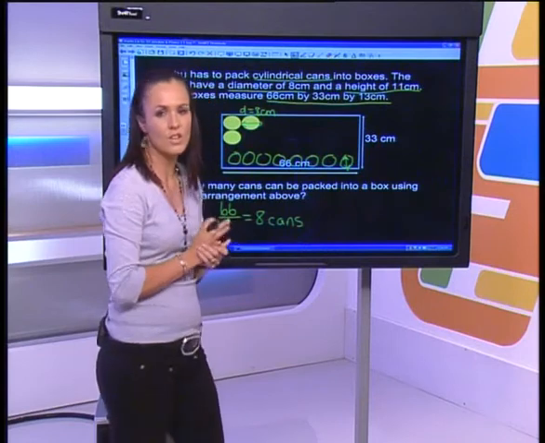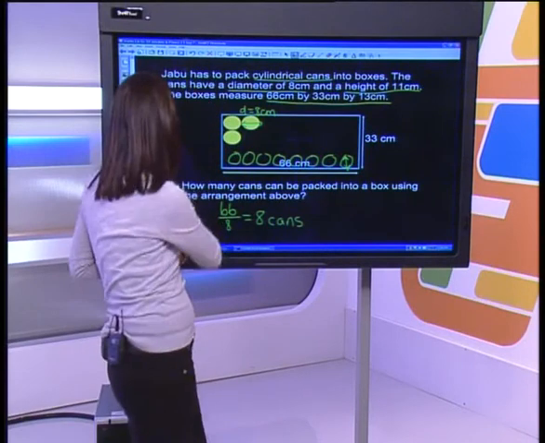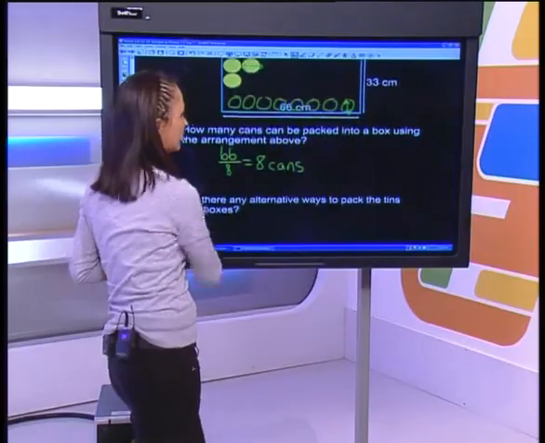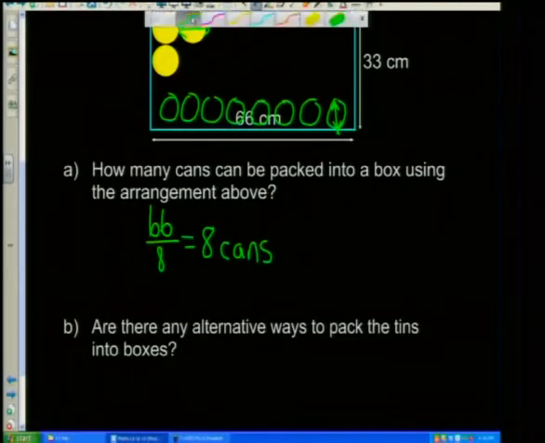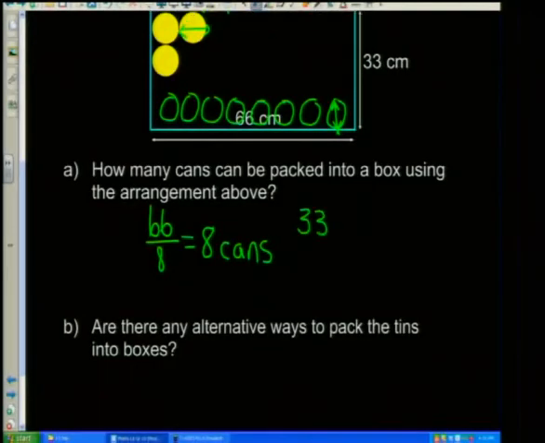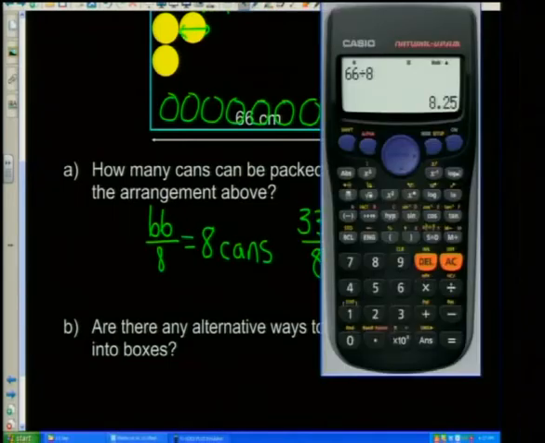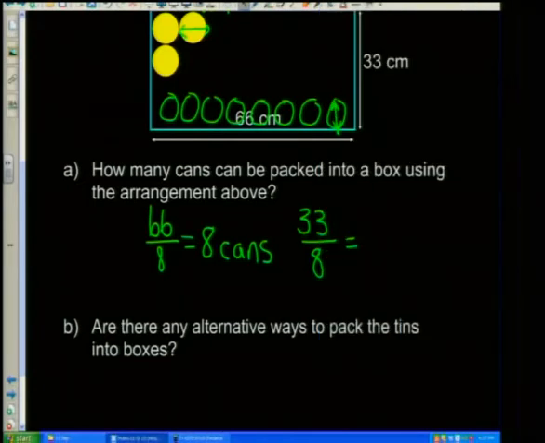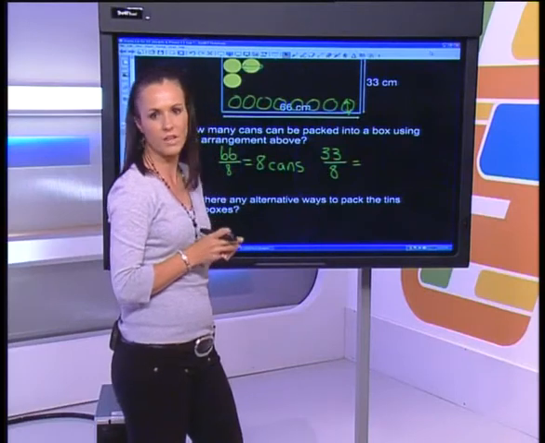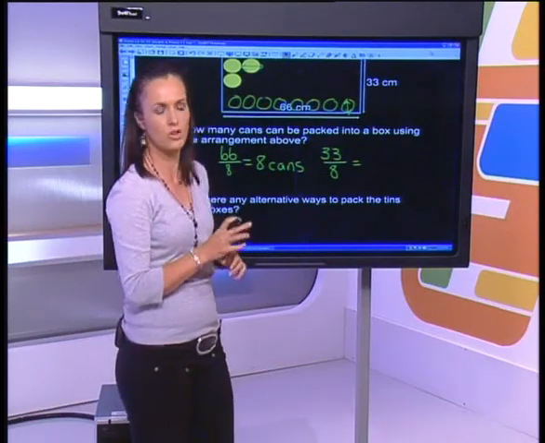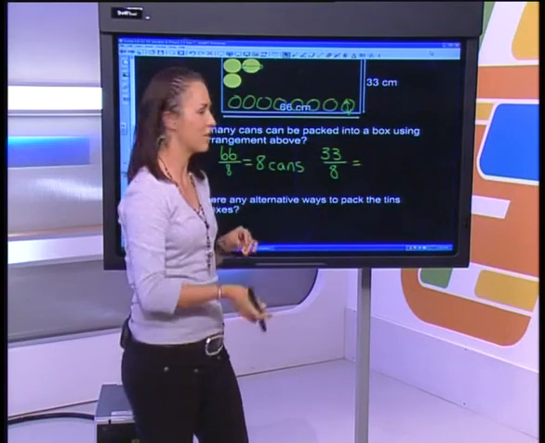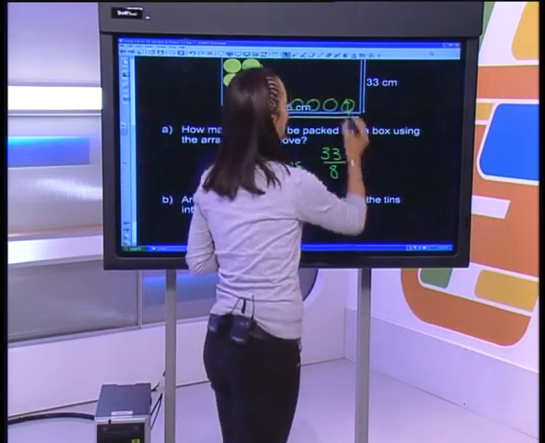So on your calculators, 33 centimeters divided by 8. So how many cans are going to fit widthwise? 33 centimeters divided by 8. Okay, 4.125. So thinking about that, 4.125, it's saying that 4 will definitely fit, but that 5th can isn't going to fit. Doesn't matter how much you squeeze and you kick and you push, it's still not going to be able to fit inside that box. So in this case, we're working with 4 cans.